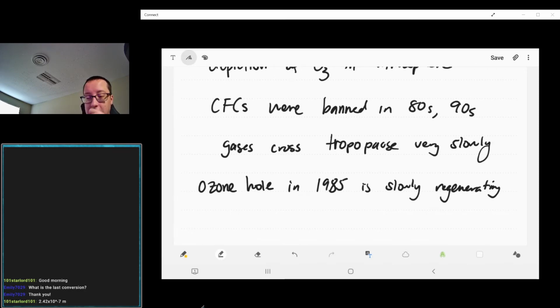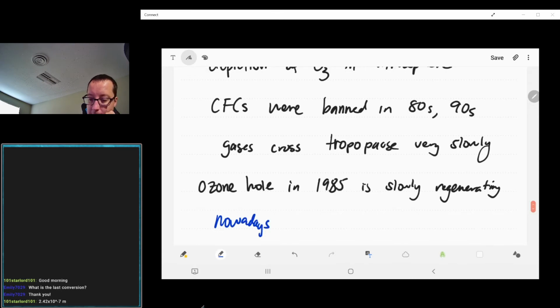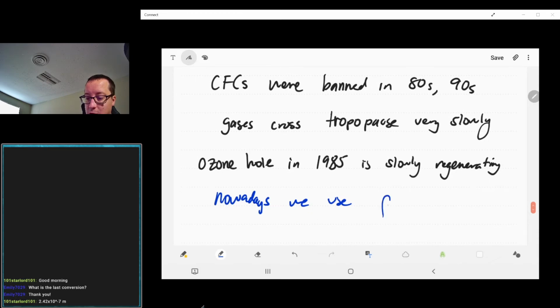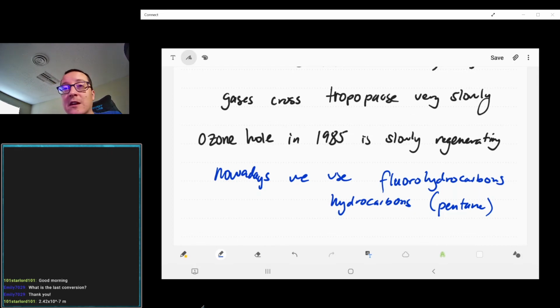And so nowadays, we typically use other molecules. We use fluorohydrocarbons. So no chlorines in them, because that was the bond that was going to break to make those reactive chlorine radicals. We also just use hydrocarbons in their place. So these were typically, again, refrigerants or aerosol propellants. Pentane is a pretty common one. I think one of my fridges uses pentane as its refrigerant gas. And so these are going to be more common and much more environmentally conscious refrigerants. Alrighty, any questions on that?